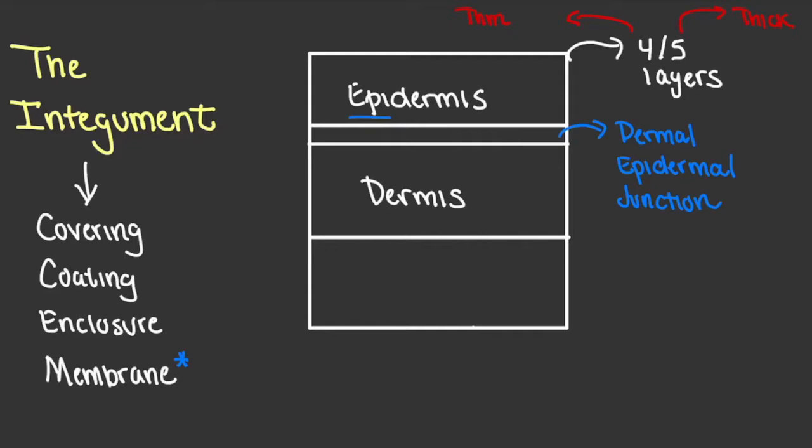Now, we've got one box remaining, and this box that remains represents the surface underneath the dermis. And the surface that we're referring to here is called the hypodermis. And this hypodermis contains a connective tissue, which we call fat, or you may hear it referred to as adipose tissue.